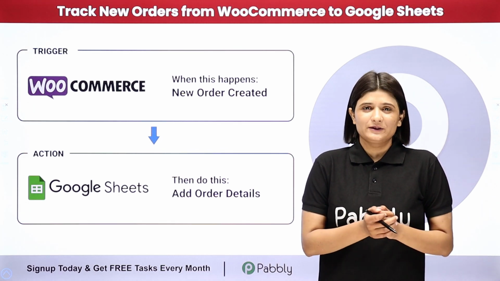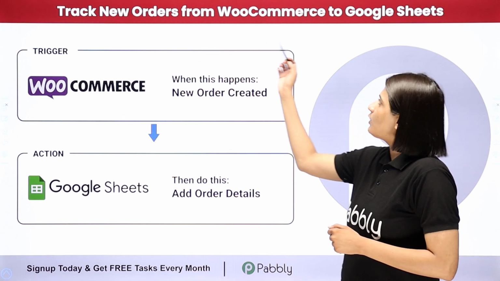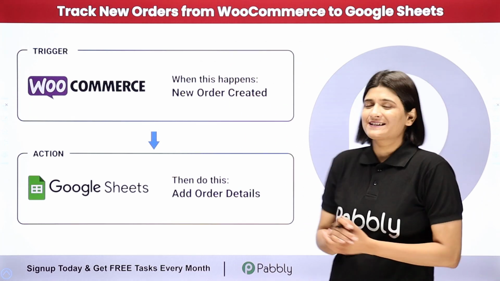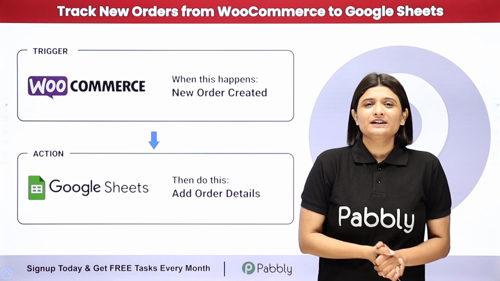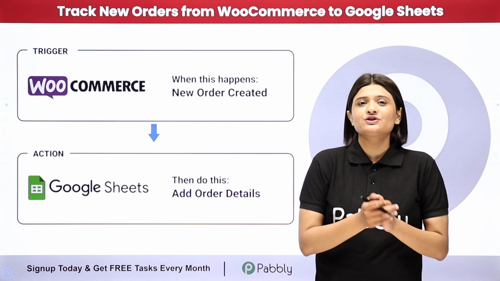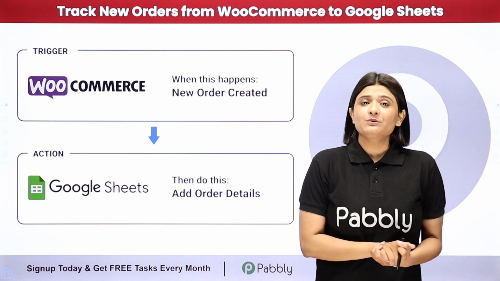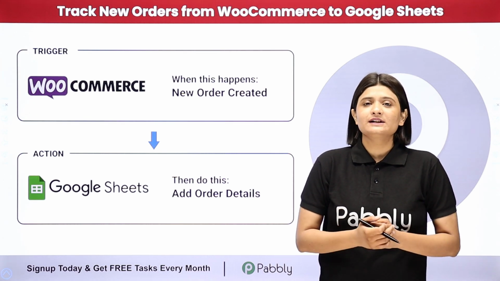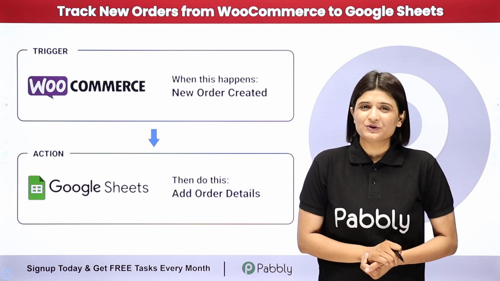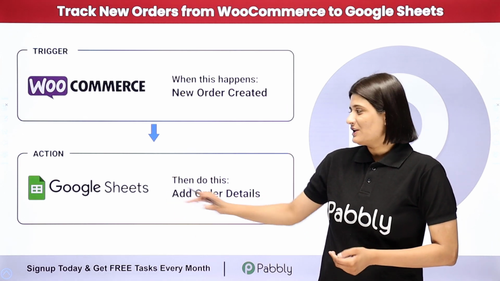In this video, we are going to learn how to track new orders from WooCommerce to Google Sheets. So let's suppose I'm running an e-commerce store and I have a store on WooCommerce. Now I want that whenever there is a new order, all the details of this order should be automatically added to my Google Sheets spreadsheet.